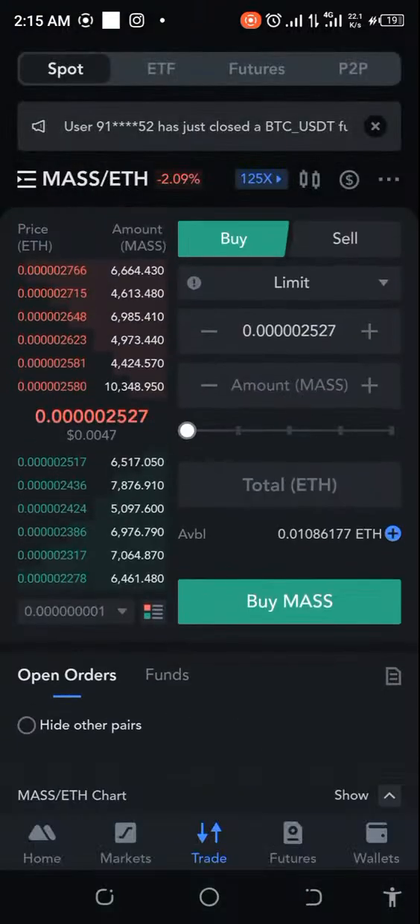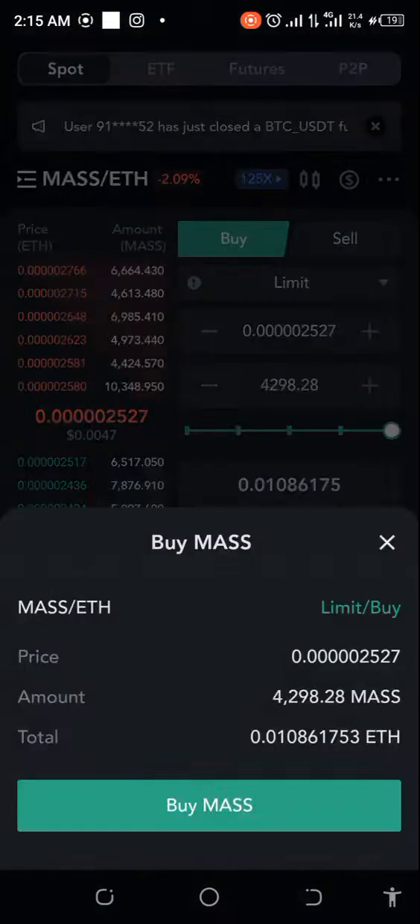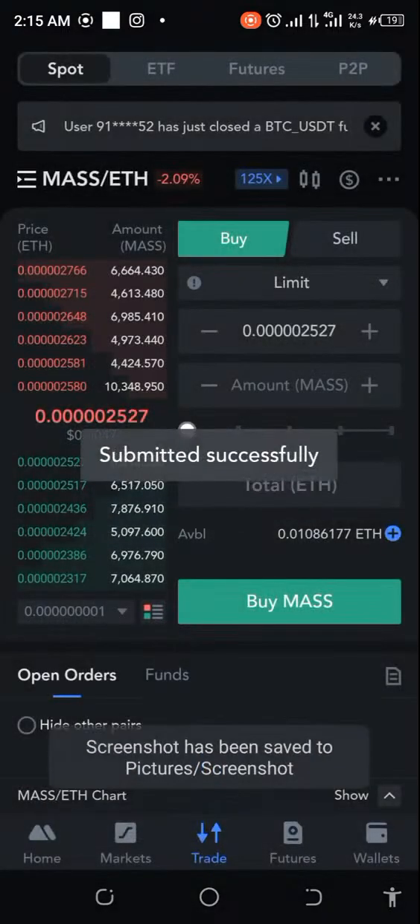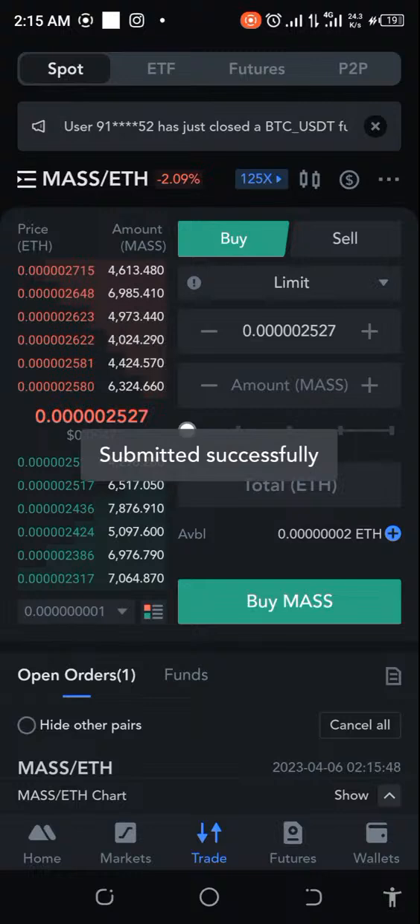Okay, so what we're doing is that we're just picking up the whole entire 100%. So we're getting 4298, lower than what we thought, but that's fine. We're going to go ahead and just click on buy. Okay, and the same thing goes here. We click on buy.